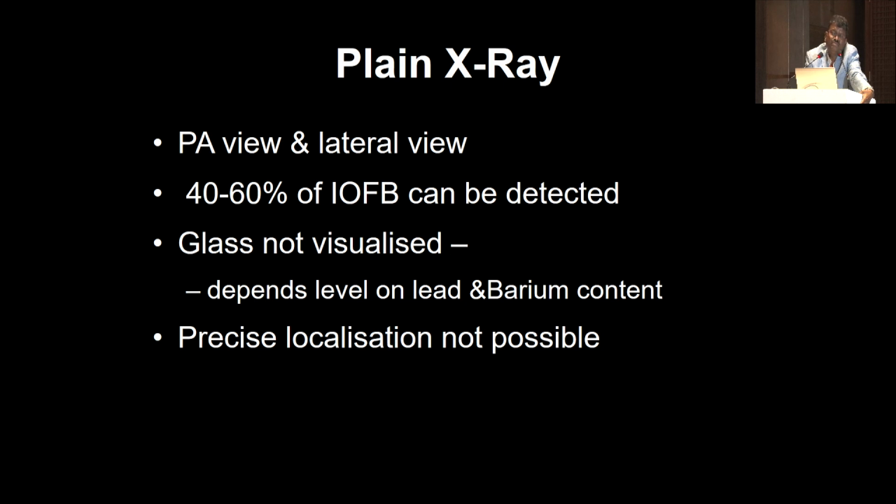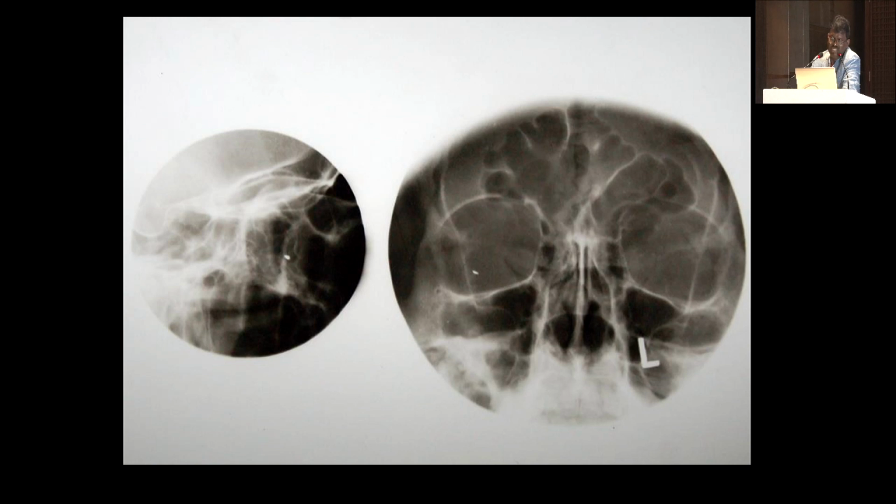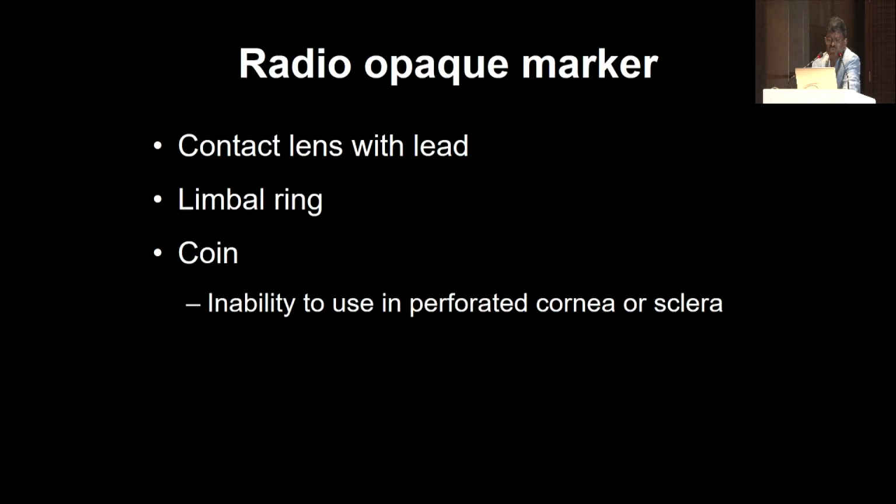The reason why I'm saying plain X-ray is important is for medicolegal purpose. Because I have come across cases where they have not done the X-ray, and when the patient went to the court, the concerned doctors have lost and they have paid the penalty also. Whatever may be the history, even if it's a blunt injury, do a plain X-ray just to rule out a foreign body or just for the medicolegal purpose. Usually, if it is glass, it's not visualized. If there is more silica content, then it can be seen, but it is not very precise in localization.